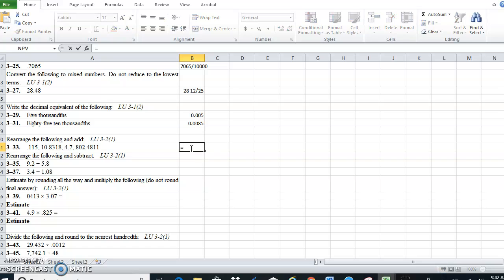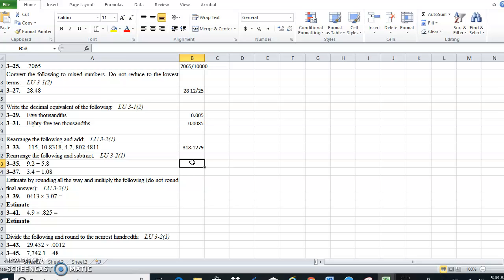So to just add it equals 0.115 plus 10.8318 plus 4.7 plus 802.4811 equals. So again, don't stress out over that one.